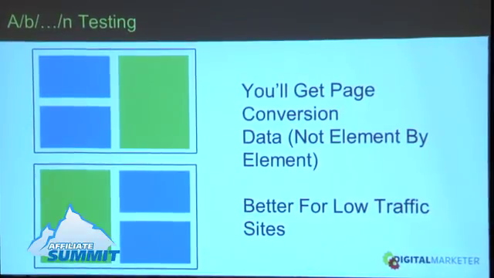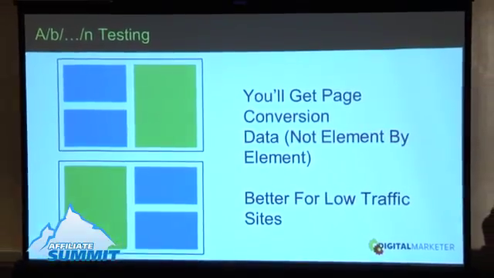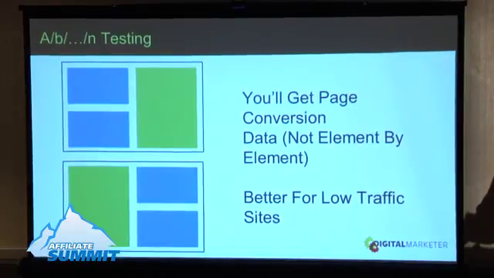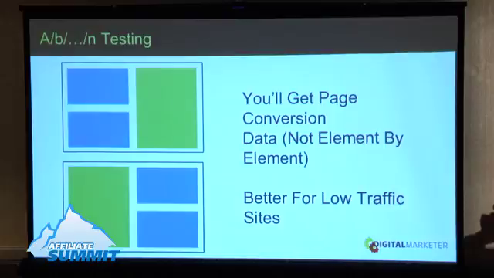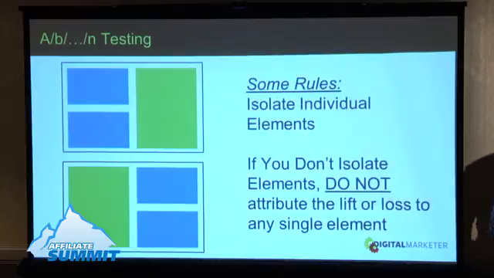So here's another example, going further with A/B/N testing. You're going to get page conversion data, not element by element, unless you only change a single element. It's better for lower traffic sites that are trying to understand different layout changes. This is really the go big or go home approach. If you're doing more iterative tests, you might not be able to make the bigger gains if you're a low traffic site.